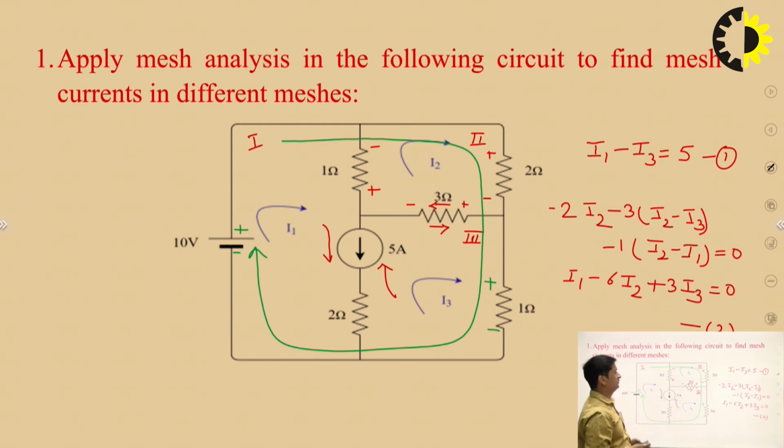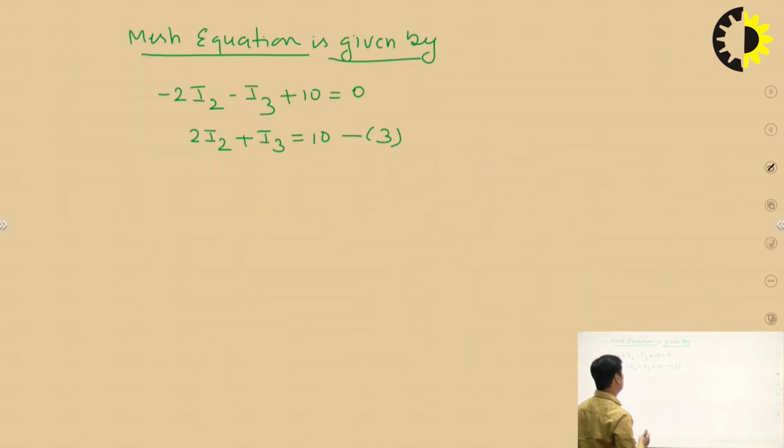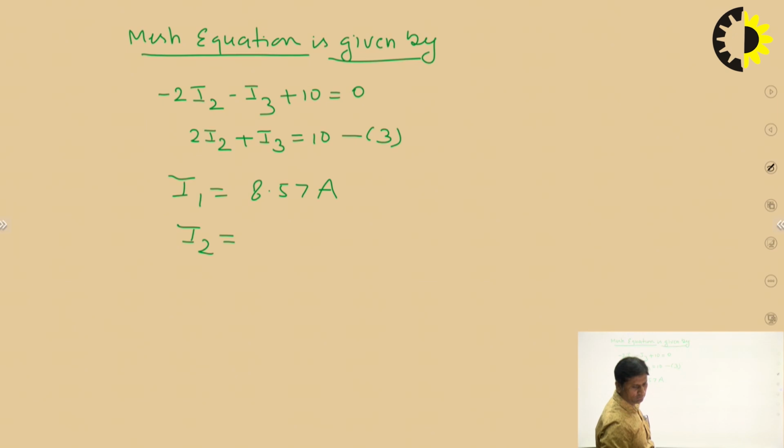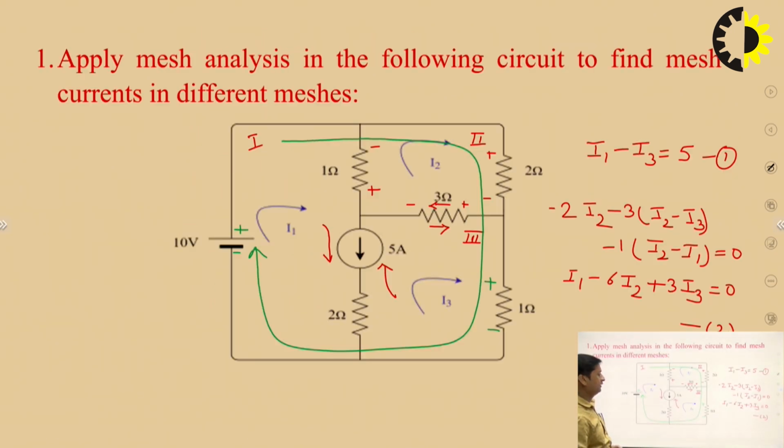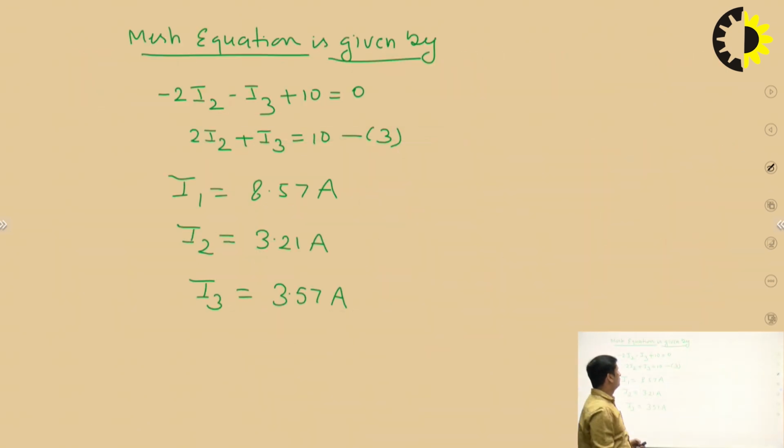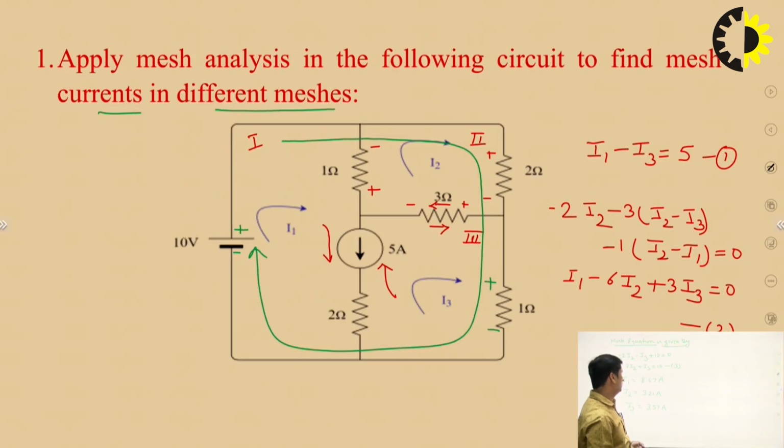Now if we solve these three equations simultaneously, with the help of calculators, or you can solve using Cramer's rule, we will get the values of I1, I2 and I3. I am just writing the values. I1 is equal to 57 ampere, the I2 mesh current is 3.21 ampere, and the third, I3, is equal to 3.57 ampere. So these are the mesh currents we can find with the help of these three equations. This is the procedure to find the mesh current.